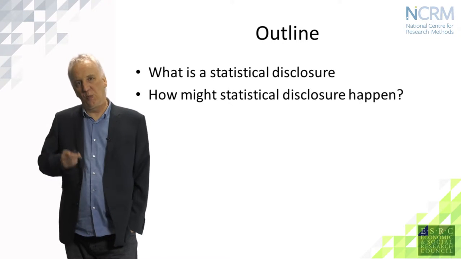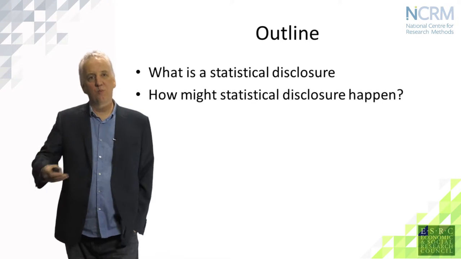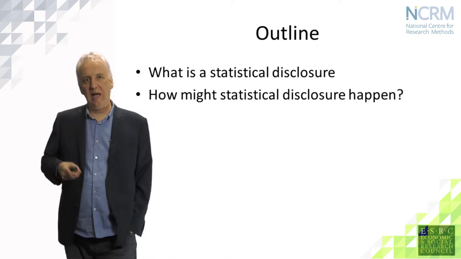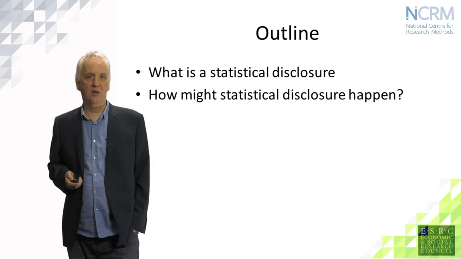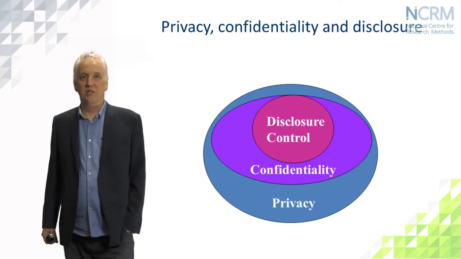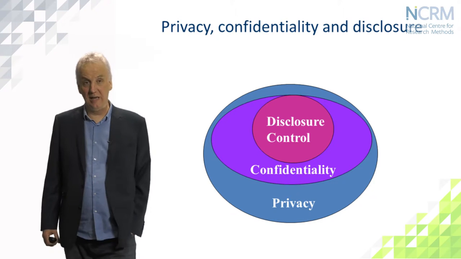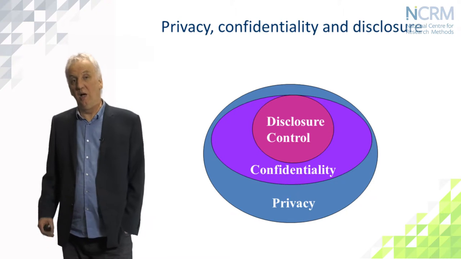Briefly, I will talk about what a statistical disclosure is, and then we'll spend most of the time thinking about how might a statistical disclosure happen. Going to talk to you about the relationship between three related concepts, privacy, confidentiality, and disclosure control.